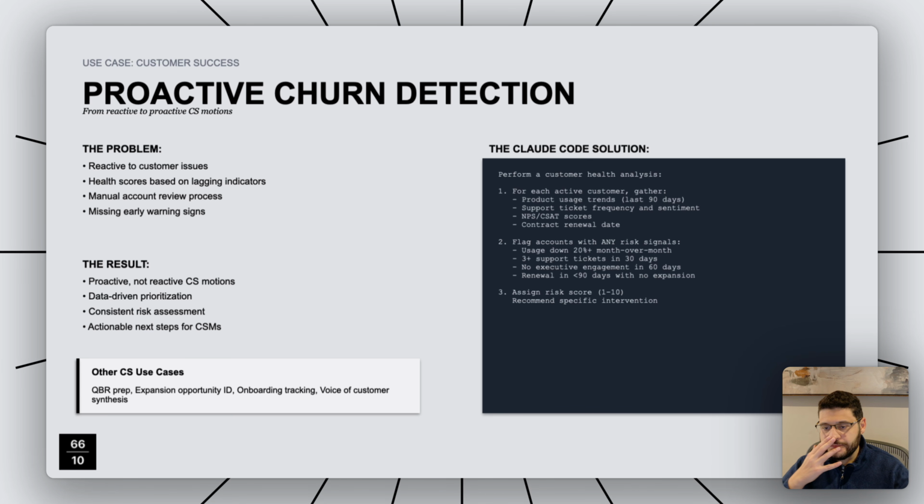So for example, we can create an AI agent that will do a customer health analysis. For each customer, gather product usage, flag accounts with any risk signals, and assign a risk score at the end. And get all this data for us, we can get it on a daily basis, on an hourly basis. We can really get proactive with the churn detection method.